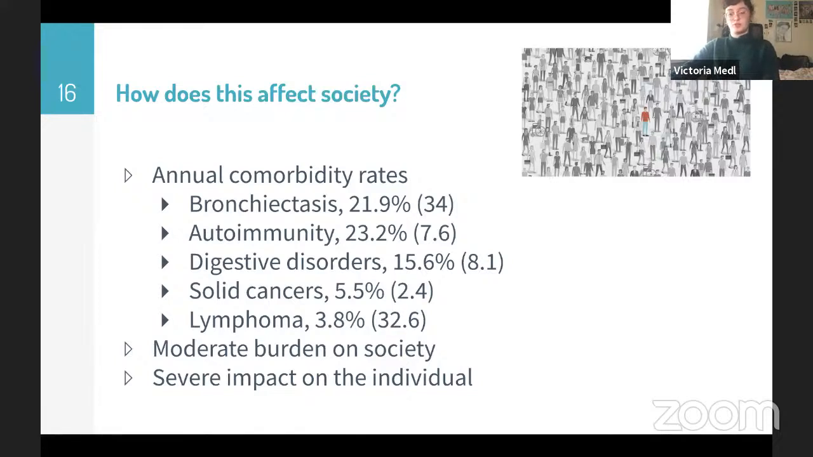There's not that much of a burden on society, given it's a relatively rare disorder. Only 130,000 people get this disease, but it does have a severe impact on the individual. It may affect their quality of life, depending on how long they waited to get a diagnosis or how long they weren't able to get a diagnosis. The disease may have progressed or manifested in other forms.